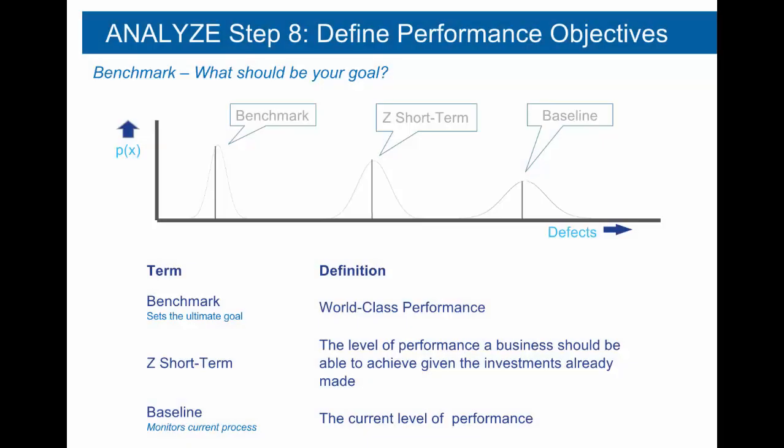Next, you must define your performance objectives. There are 3 types of performance objectives that you may set. The first, benchmarking, is the highest world-class performance. Z short-term is simply the level of performance a business should be able to achieve given the investments already made. And the baseline monitors the current process.